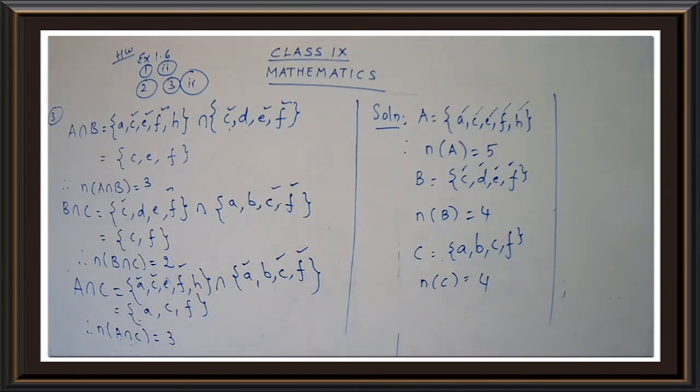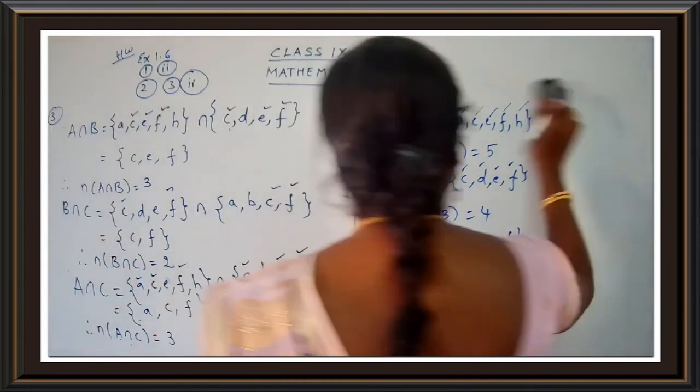So we have completed at least 6 details, yes children? So we have found n of A, we have found n of B, and also we have found n of C and n of A intersection B, n of B intersection C, and n of A intersection C. Now we have 2 more details to be found. Let's find out the 2 more details.